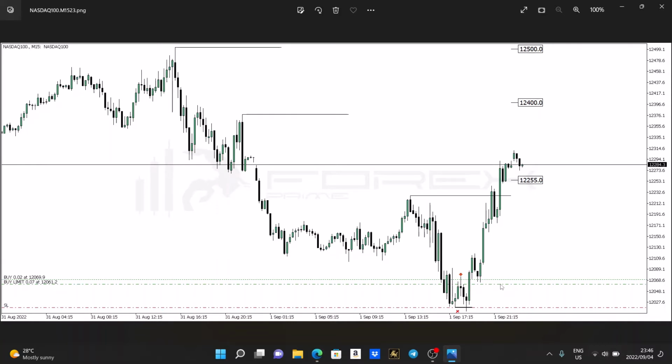So the first objective was above this buy side liquidity, 12,255. The second objective was 12,400, and the final objective was 12,500. So once price trades above your first objective, you can then start to manage your profits, but it all depends how you prefer to manage your profits.